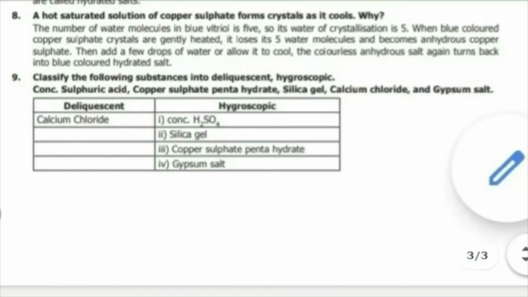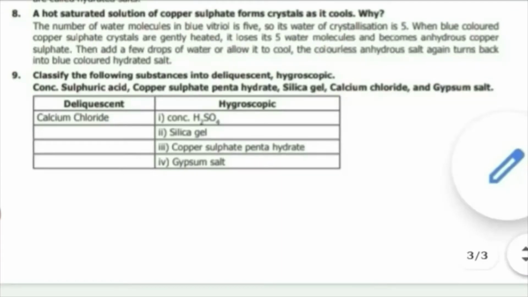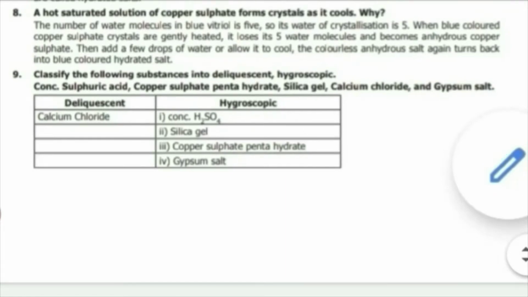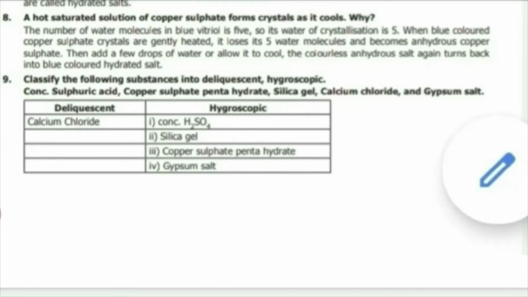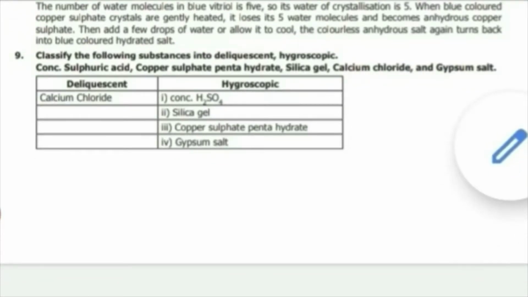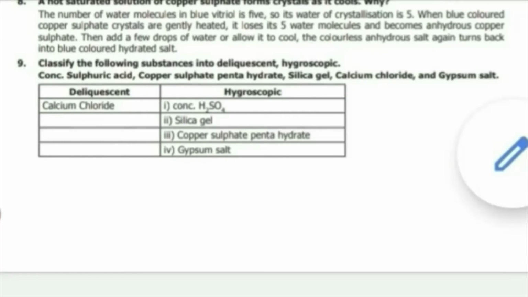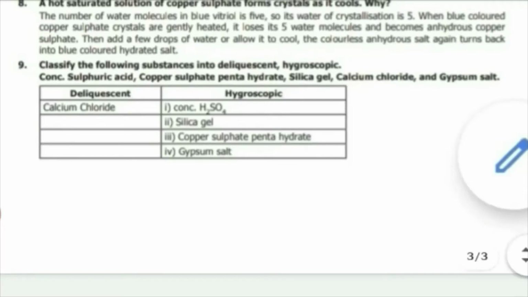Next question number 9. Classify the following substances into deliquescent, hygroscopic. Here, concentrated sulfuric acid, copper sulfate pentahydrate, silica gel, calcium chloride and gypsum salt is given. First you write it in a tabular column. First column deliquescence, second one hygroscopic. You write what are the deliquescent substances here. Only one deliquescent substance is given here, that is calcium chloride.